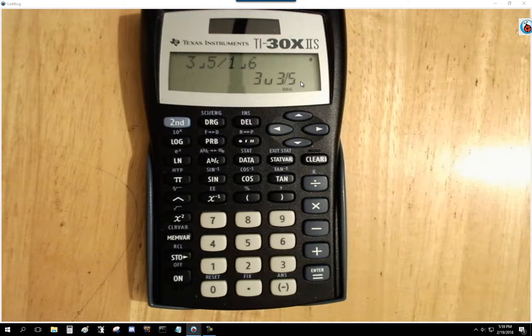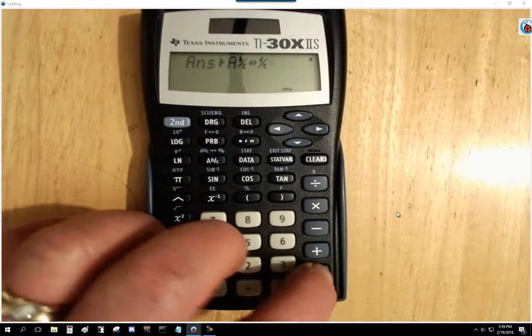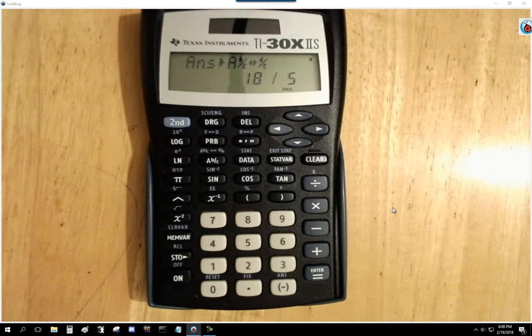Now, if you need it as an improper fraction, you use the second function of the ABC button, which is to change a mixed number to an improper fraction, or an improper fraction back to a mixed number. So if I now press second and then ABC and then equals, it should give me 18/5 as the result. Second ABC equals. And there we have the 18/5. So that's how to divide fractions.